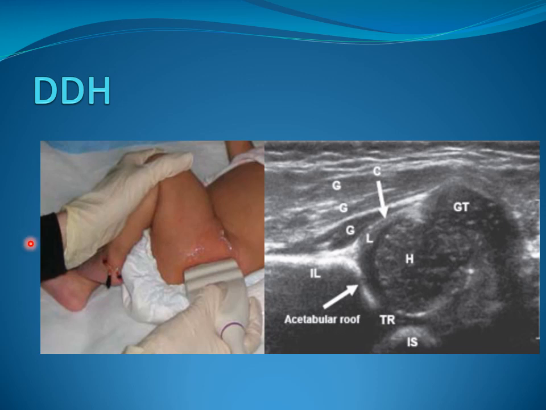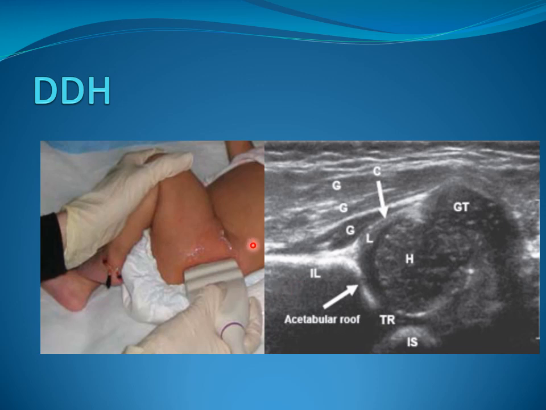The most common indication for hip ultrasound in pediatric groups is the exclusion of developmental dysplasia of the hip. The most important thing is to get the view where we can measure the angles that we will discuss later.